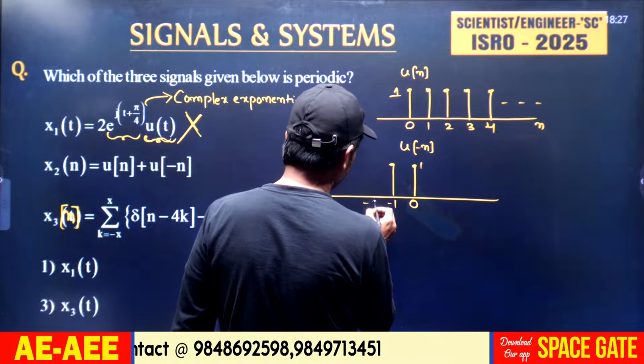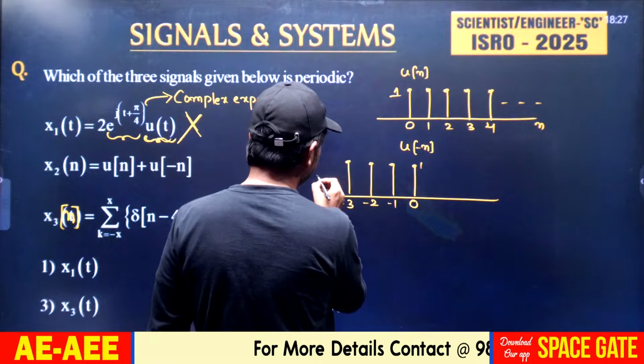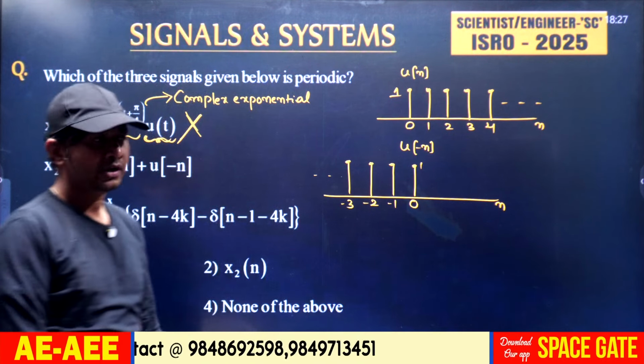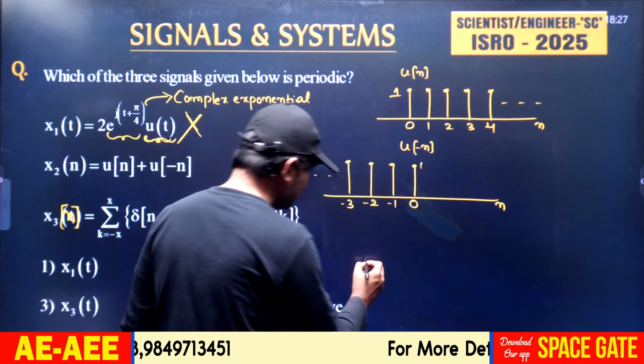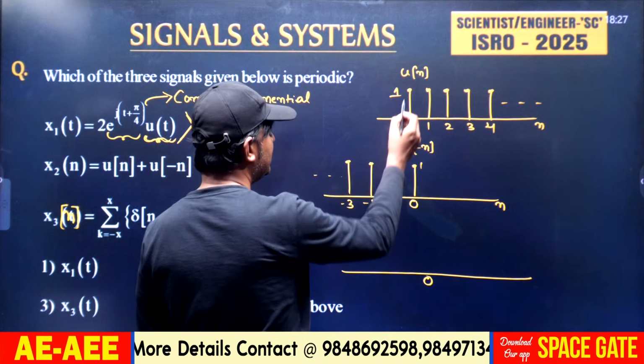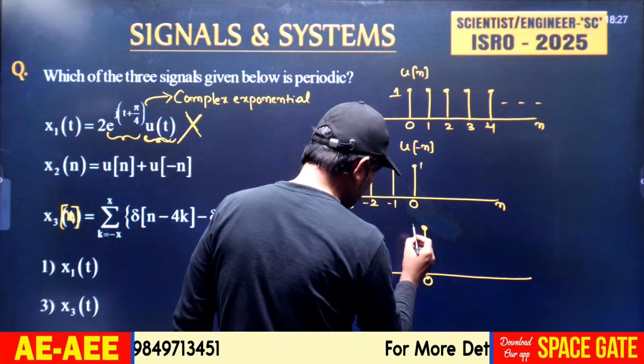U of minus n will look like this. So both the signals, U of n and U of minus n, are ready. Now try to add the signals. If you add, what is the value at 0? At 0, this signal value is 1, this signal value is 1. 1 plus 1 is 2.